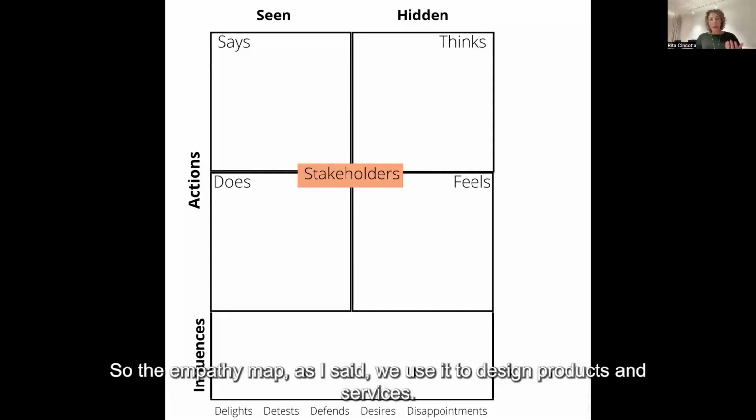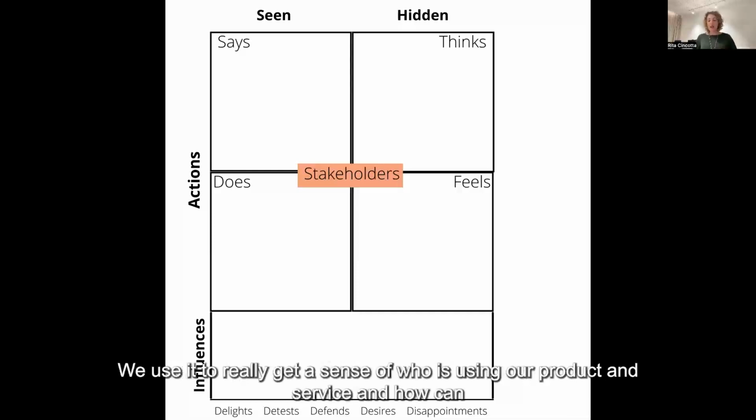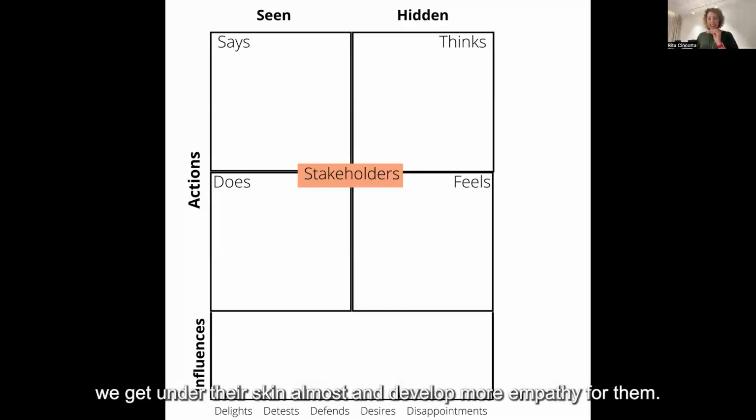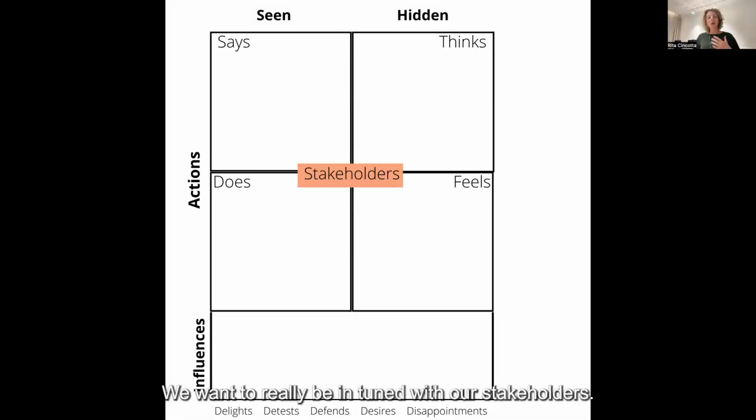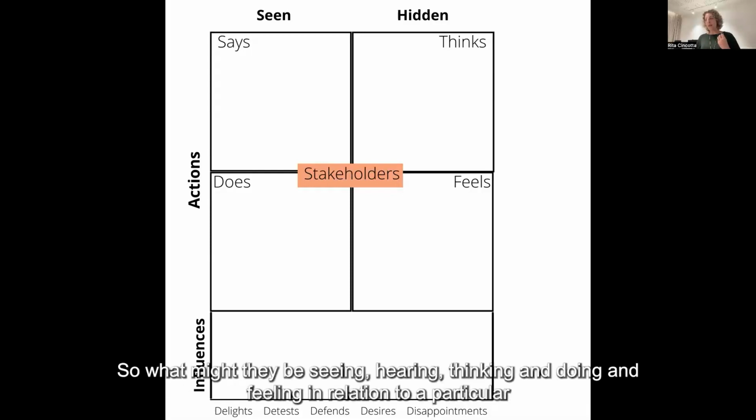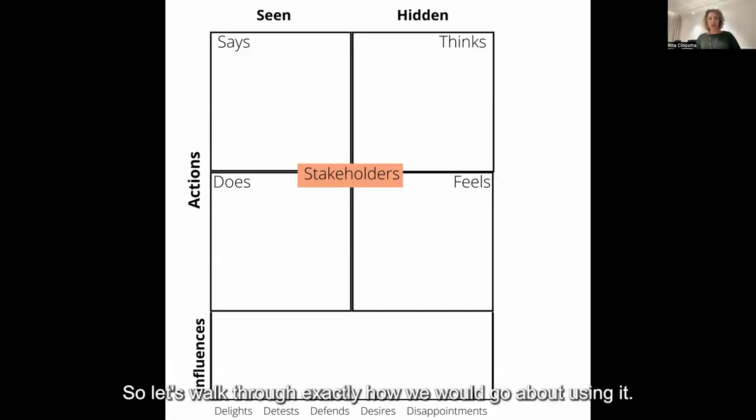So the empathy map, as I said, we use it to design products and services. We use it to really get a sense of who is using our product and service and how can we get under their skin almost and develop more empathy for them. In leadership, it's exactly the same thing. We want to really be in tune with our stakeholders. So what might they be seeing, hearing, thinking, and doing and feeling in relation to a particular issue? So let's walk through exactly how we would go about using it.